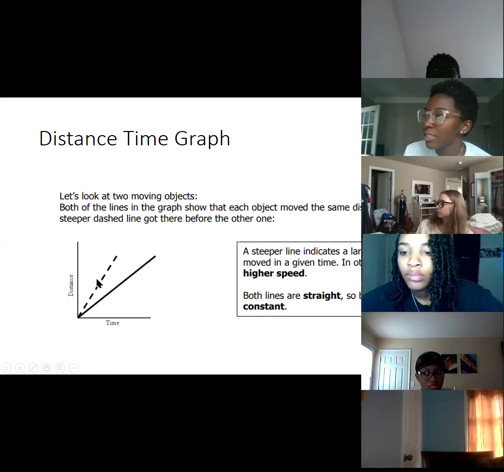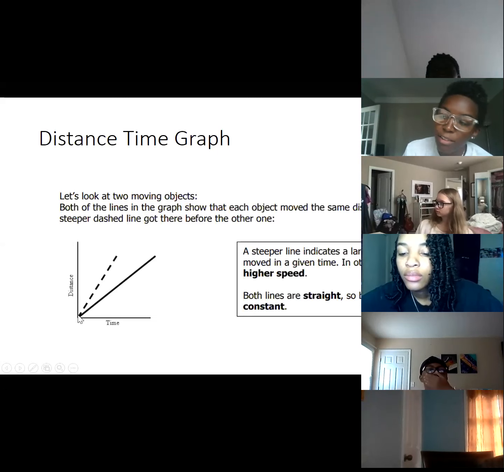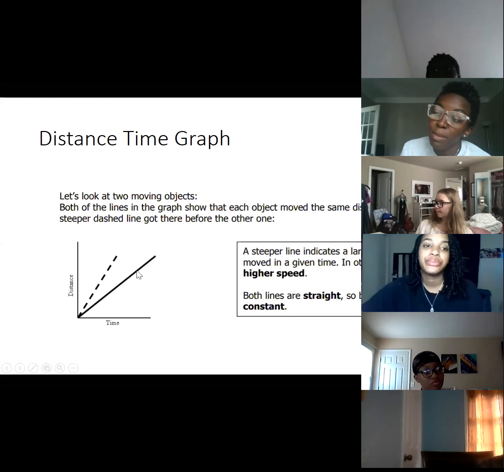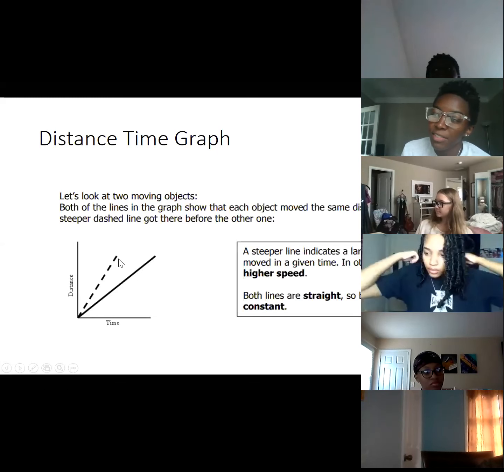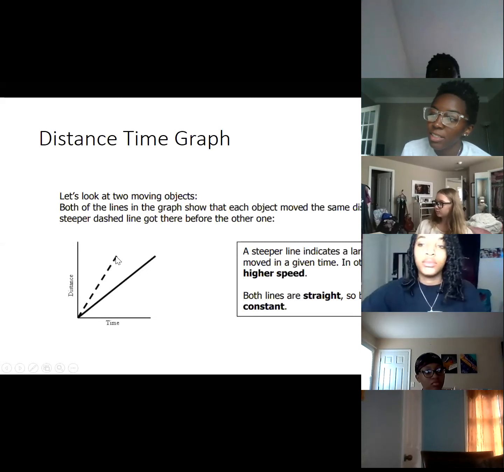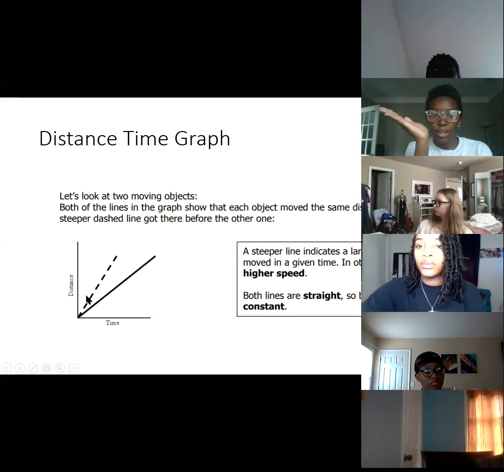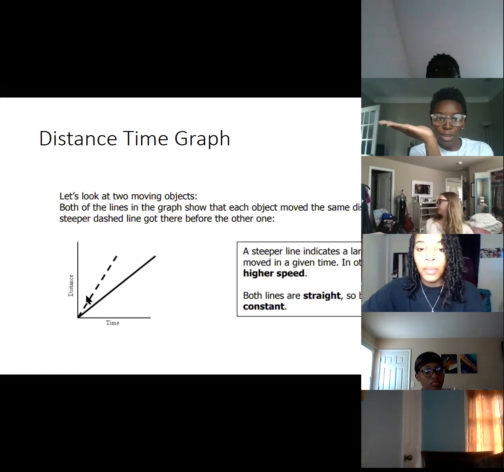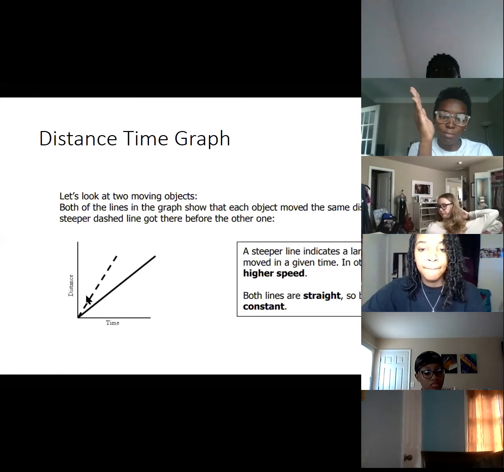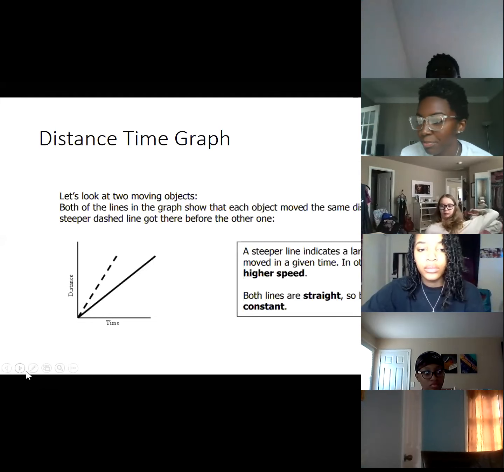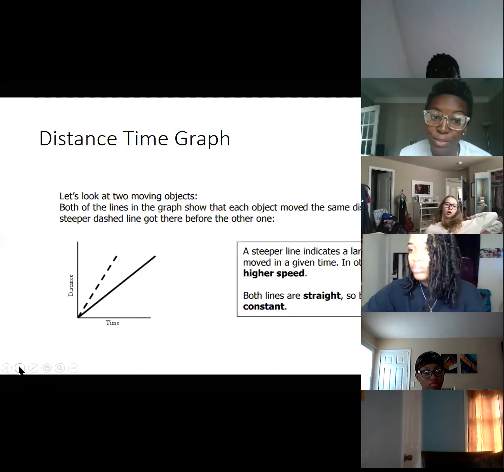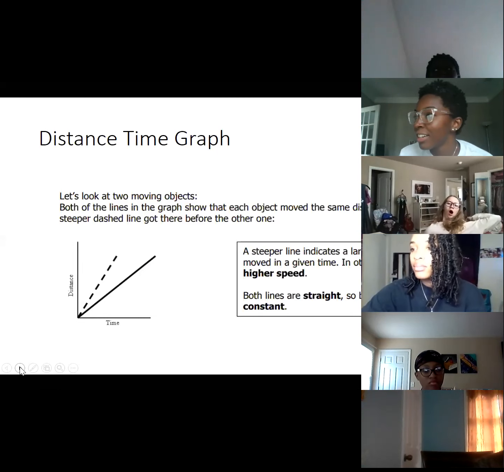So they're both moving at a constant speed, but maybe this one's moving at 50 miles per hour, and maybe this one's moving at 70. The steeper the line, and when I say steeper, I mean going more towards standing straight up, that means it's moving faster. And you guys tell me if I'm moving too fast, okay?